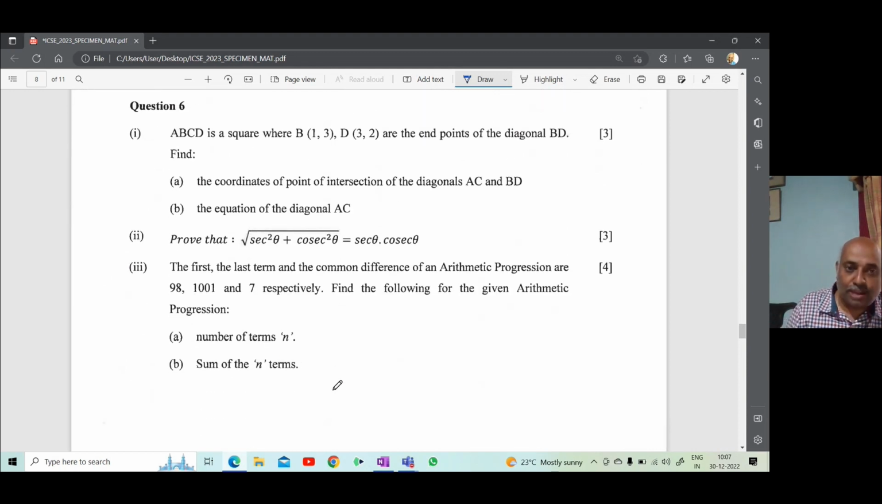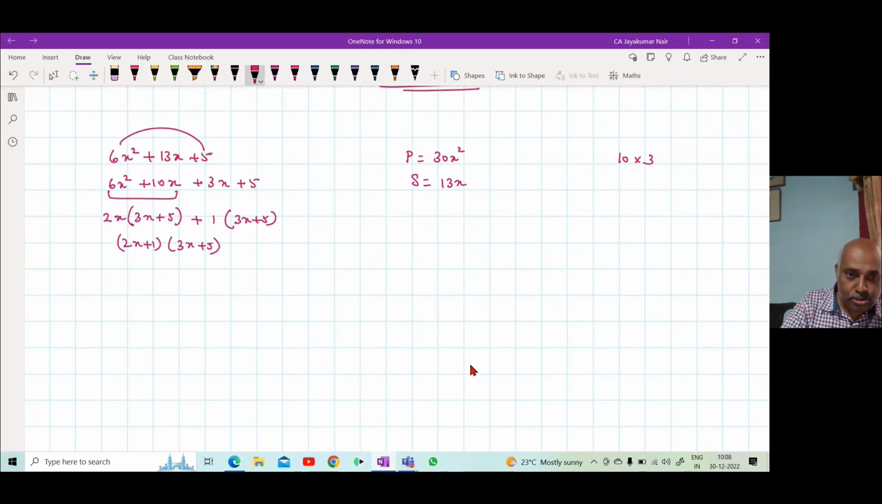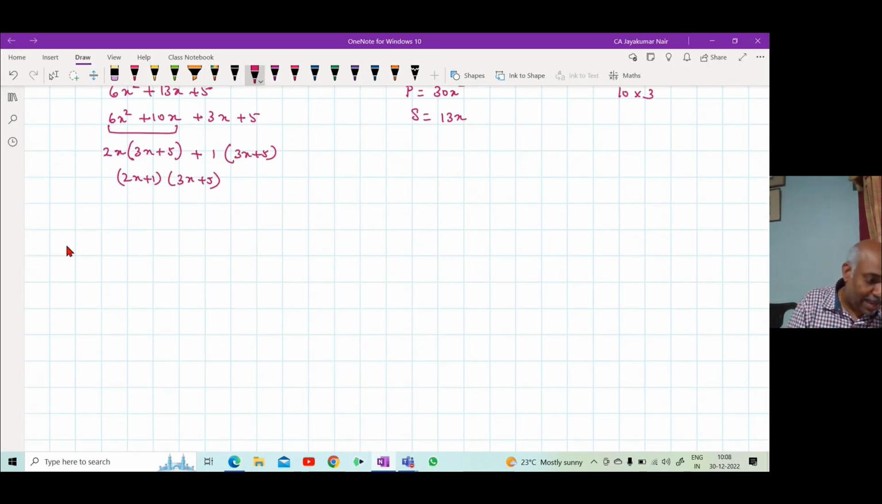We move on to question number 6. ABCD is a square where B is 1 comma 3, D is 3 comma 2 are the endpoints of the diagonal BD. Find the coordinates of the point of intersection of the diagonals AC and BD, the equation of the diagonal AC. So what we will do, we will draw a square, rough diagram.